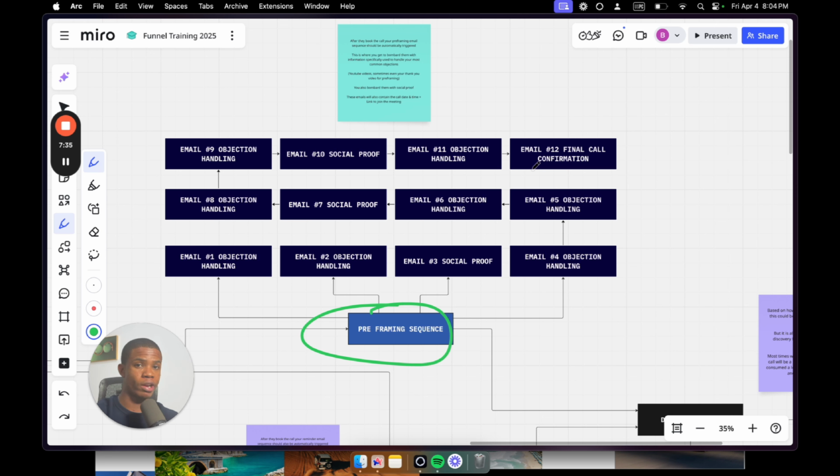This is a very important point: if they don't join a list, the sequence is not going to send out to them. They need to join that list before the sequence sends out to them. So Calendly, list, and then the sequence starts sending out to them.